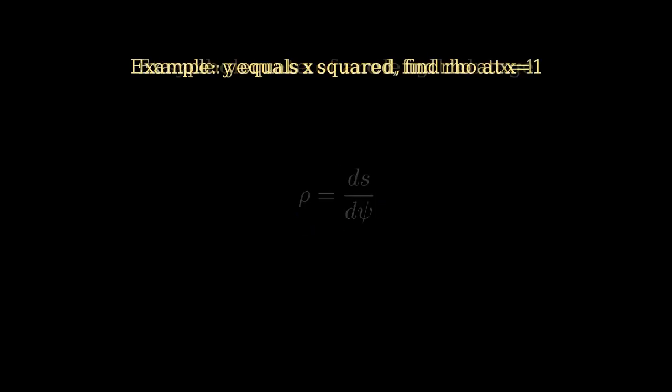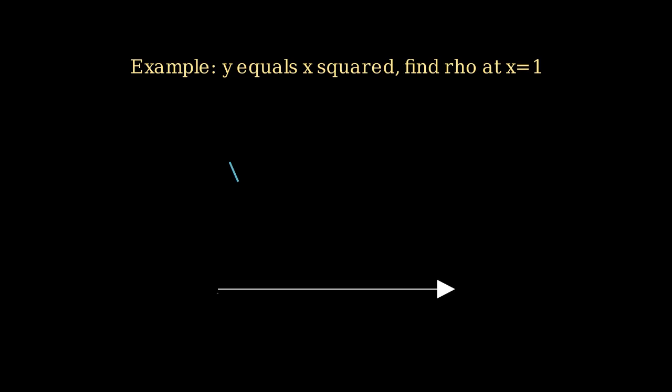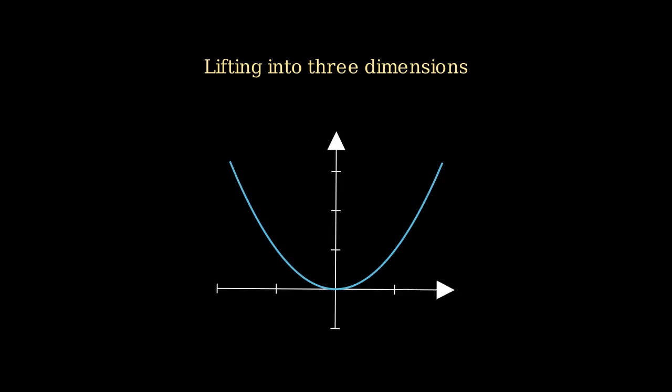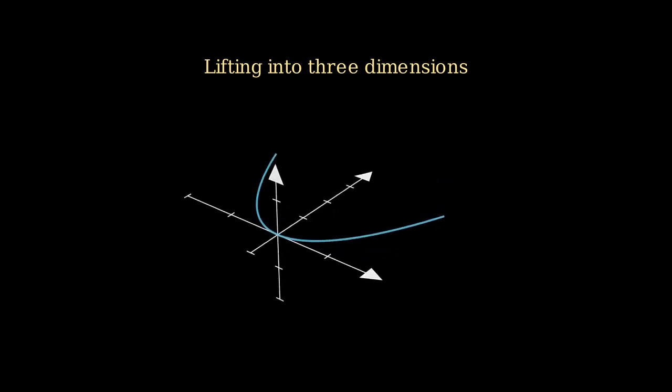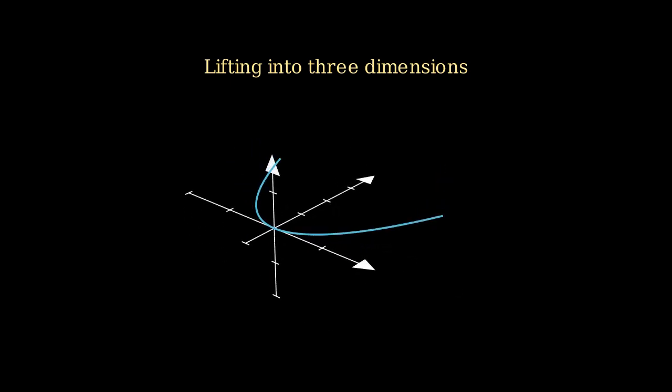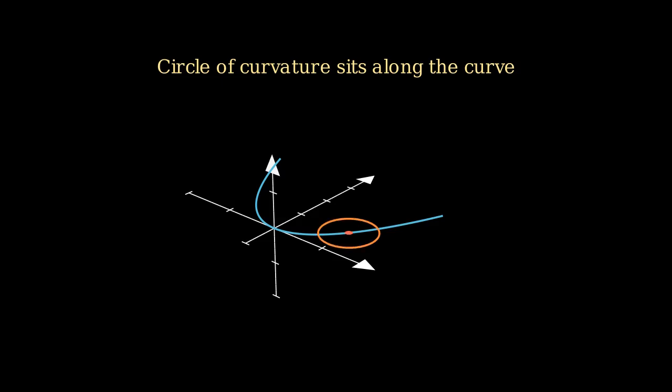Let us work through an example. Consider the curve y equals x squared, and let us find the radius of curvature at the point where x equals 1. On screen, this parabola first appears as a flat two-dimensional curve, then the view lifts smoothly into 3 dimensions, showing the same parabola with the fitting circle sitting along it in space.